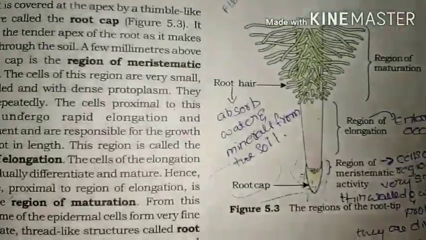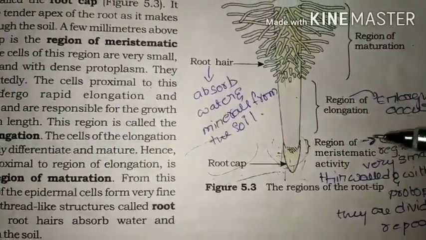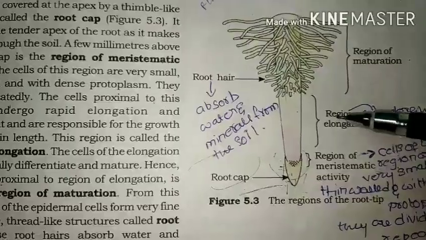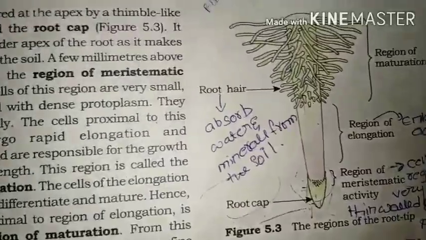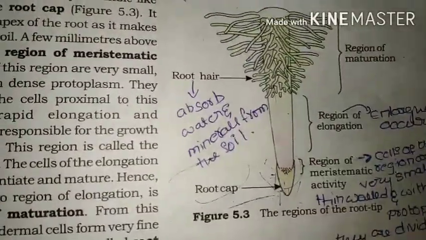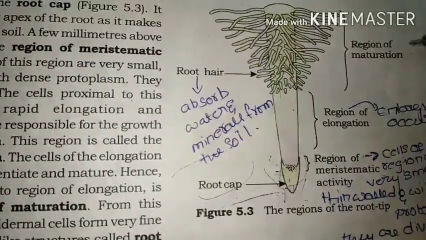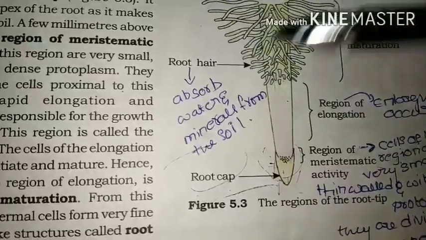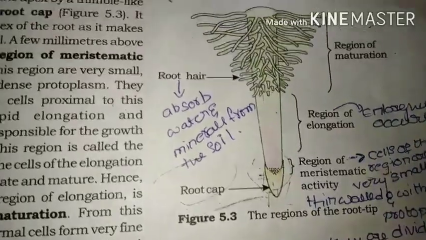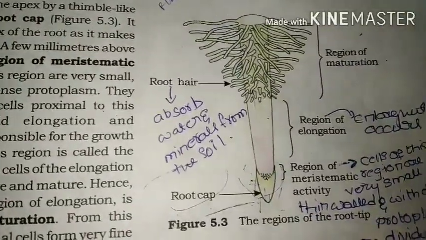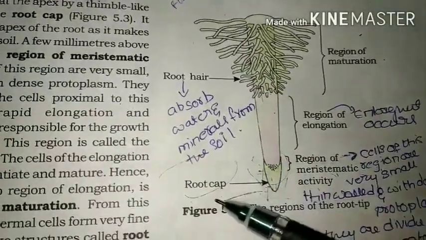This is a diagrammatic view of the regions of the root tip. Here the root cap is present, the region of meristematic activity, the region of elongation, the root hair and the region of maturation. If you are preparing for NEET or any competitive exams, have a look here. This is a very important picture. Questions will often arise directly like this: they will give this part with a question mark and ask you to name it. So be prepared with all the pictures. I will discuss them one by one.